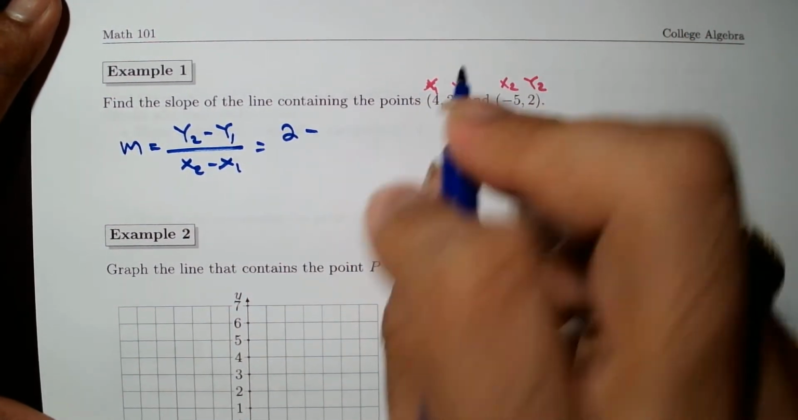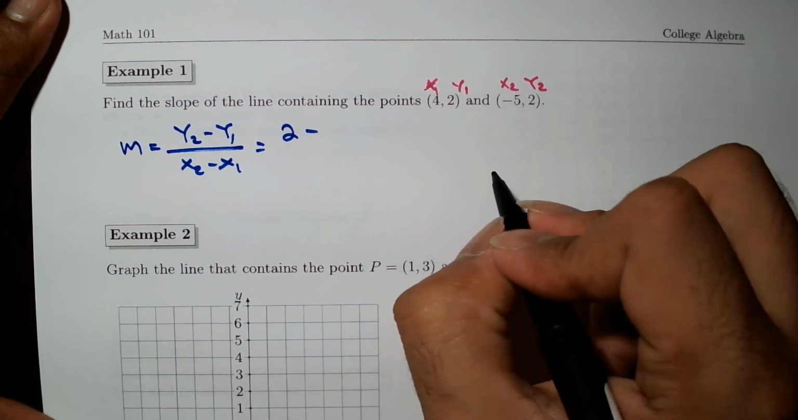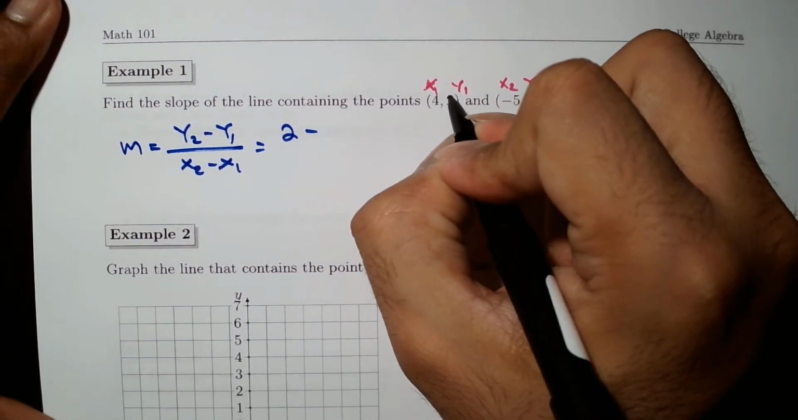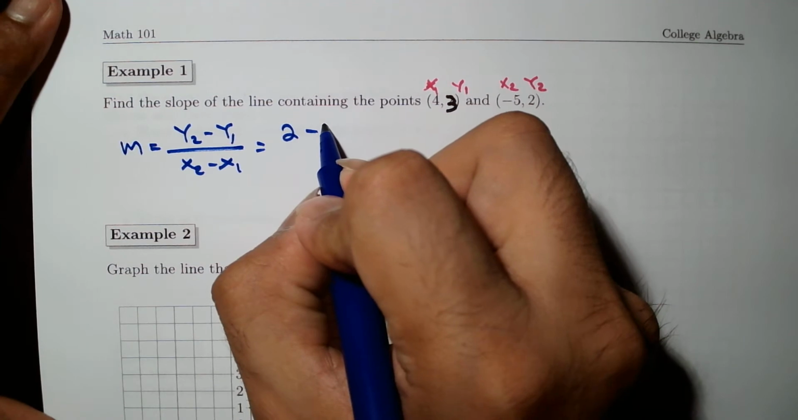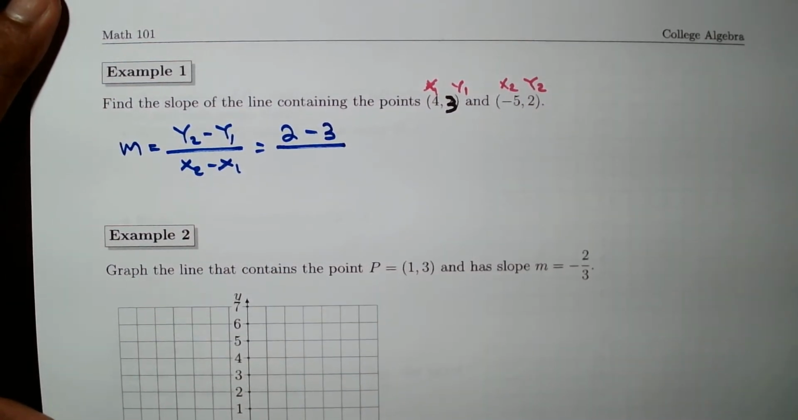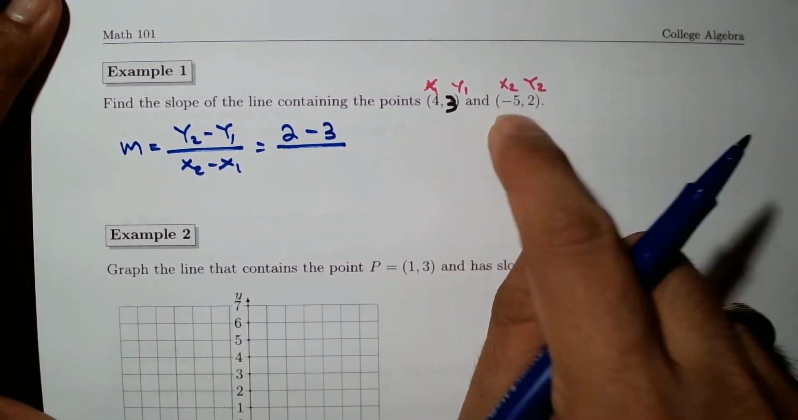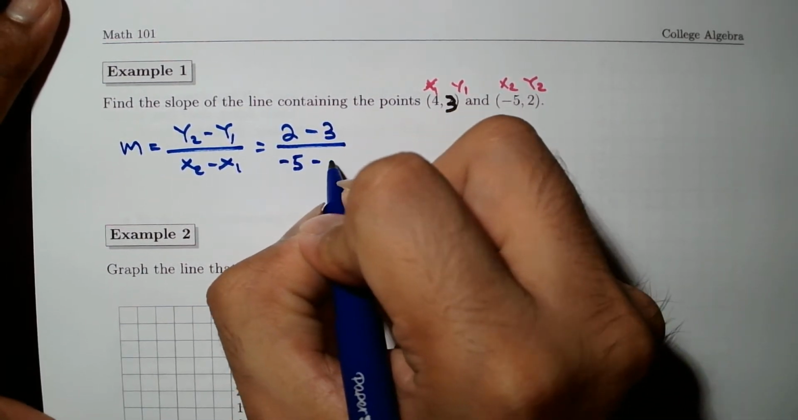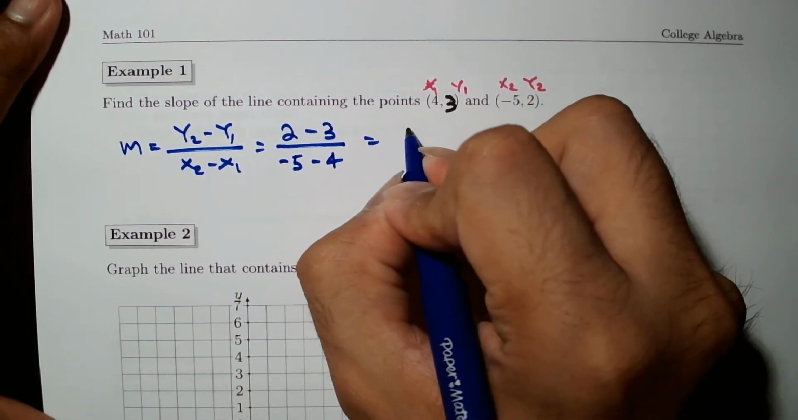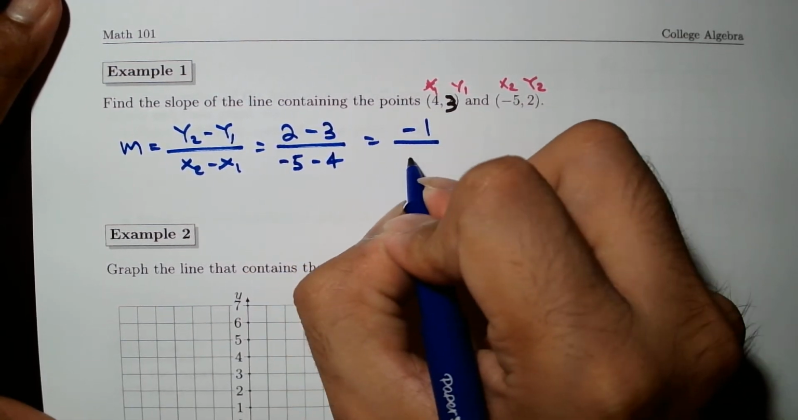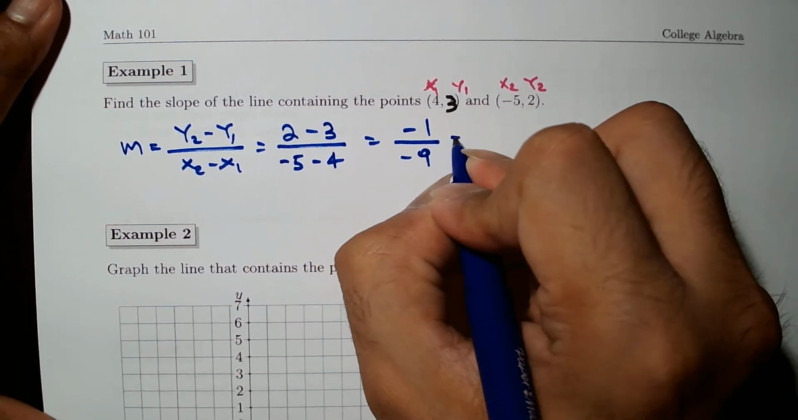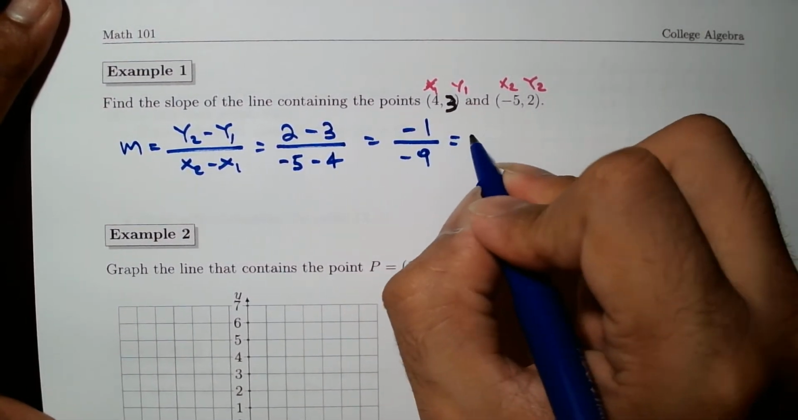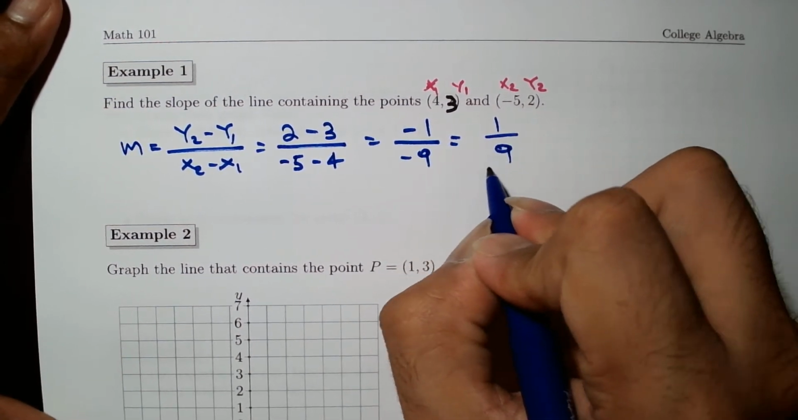2. Well, actually, let me change the number. Let me make it 3. Otherwise, it's not going to be very interesting. So I'm going to be changing that for 2 minus 3, and then we divide by x2, which is negative 5, minus 4. So 2 minus 3 is negative 1 divided by negative 5 minus 4. That is negative 9. And if we simplify this, we can just cancel the negative signs, we get 1/9.